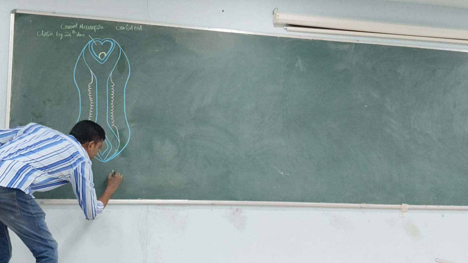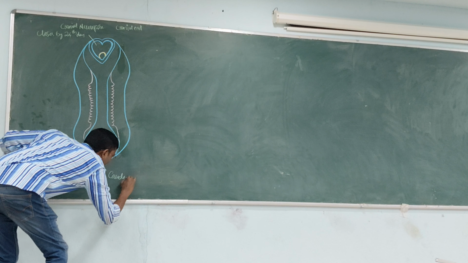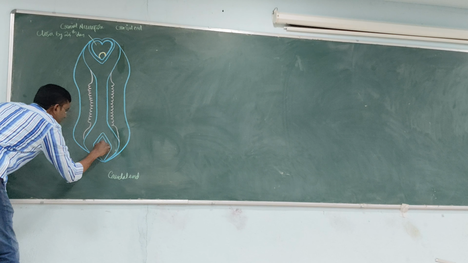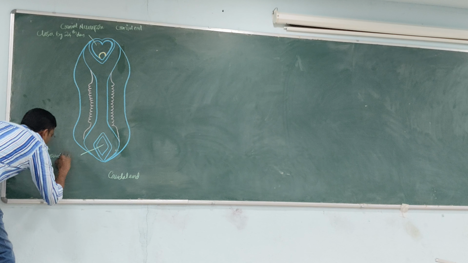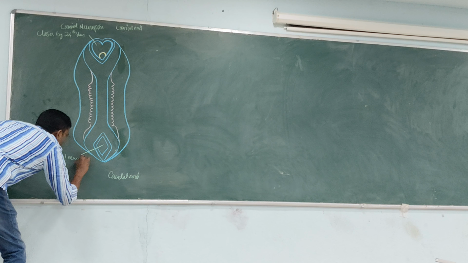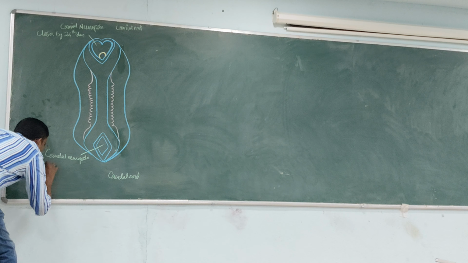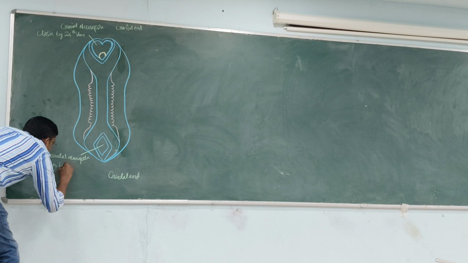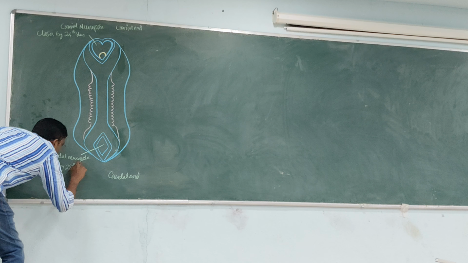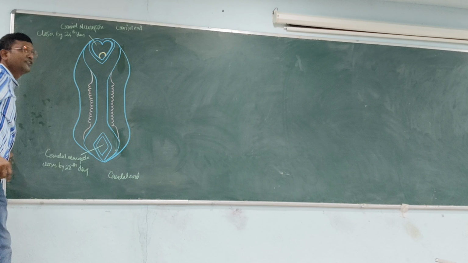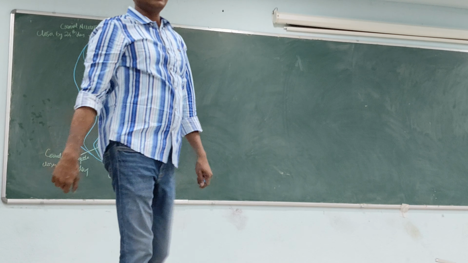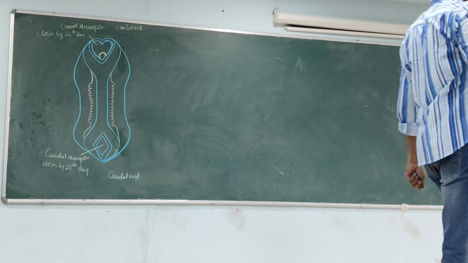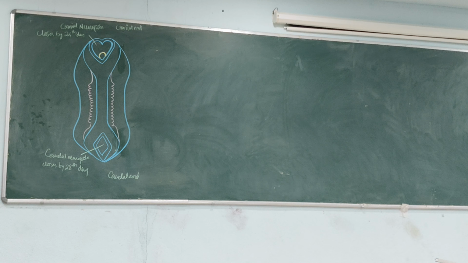And this is the caudal end, which contains what? The caudal neuropore, which generally closes by 28th day, okay? The cranial neuropore closes by 24th day while the caudal neuropore closes by 28th day of development.